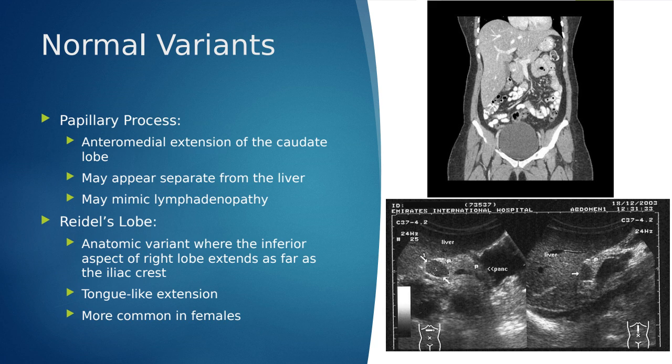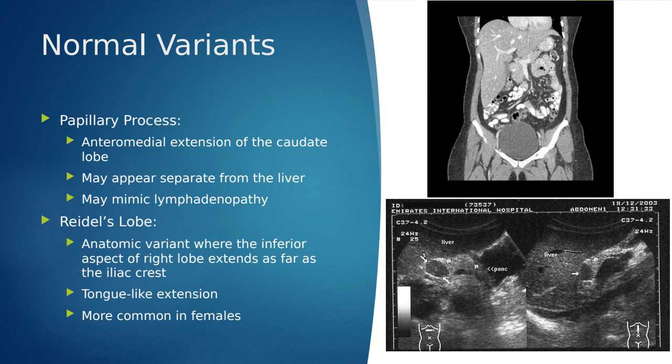And then lastly, there are some normal anatomic variants that we have to be aware of. Some people just happen to develop these when they're born. It's not considered a pathology. These are considered normal. So Riedl's lobe is a variant of the right lobe that extends really, really far down. It's like a tongue-like extension, and it's more common in women.